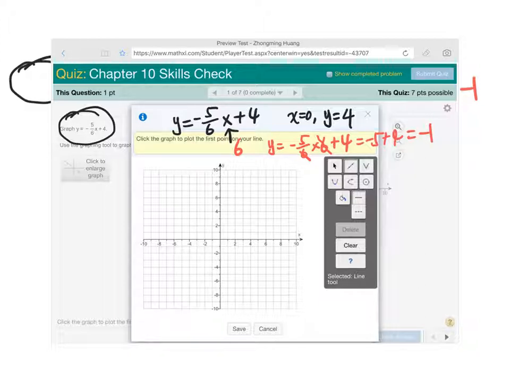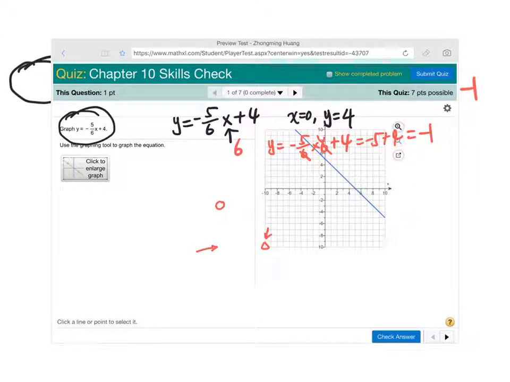So this is my graph, and you can double check. When x is 6, y is negative 1. So this is the second point. And when x is 0, this is y. So this is my first point. So this is it. That's the graph that I would draw for this particular problem.